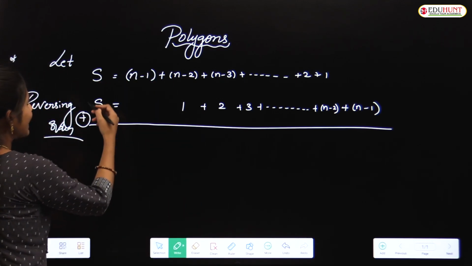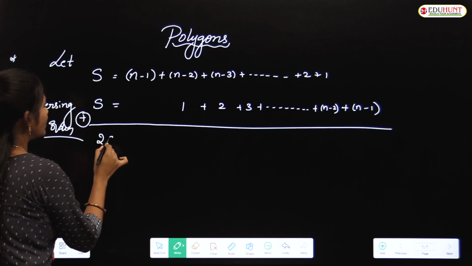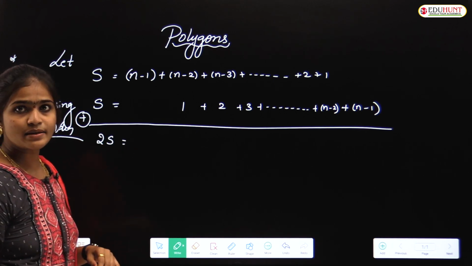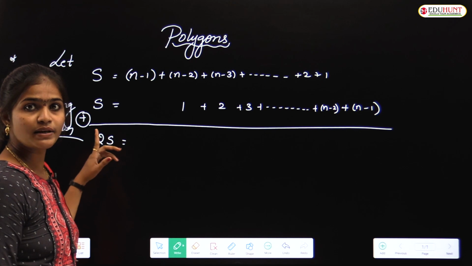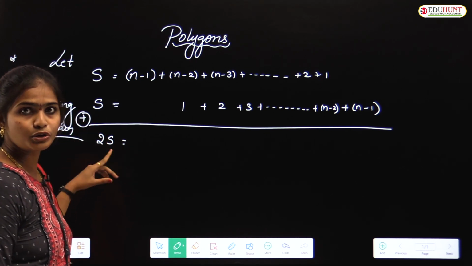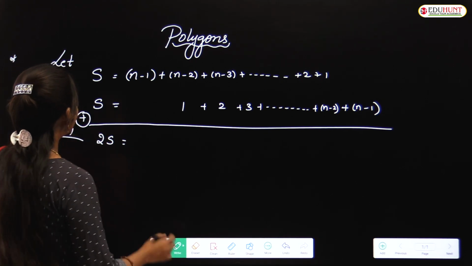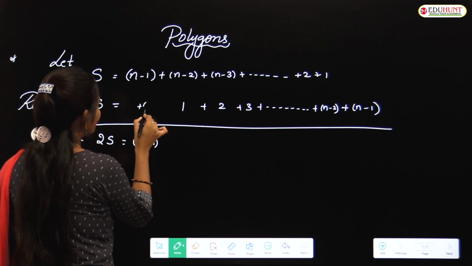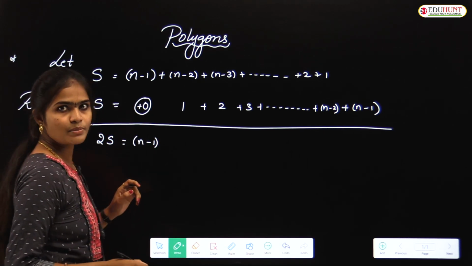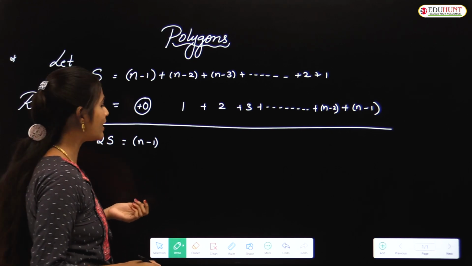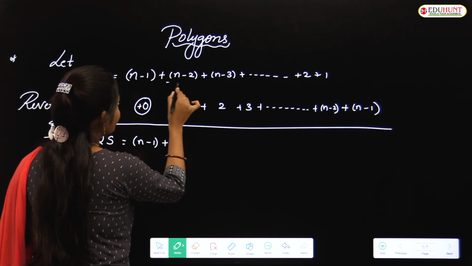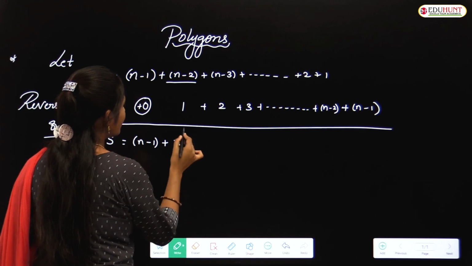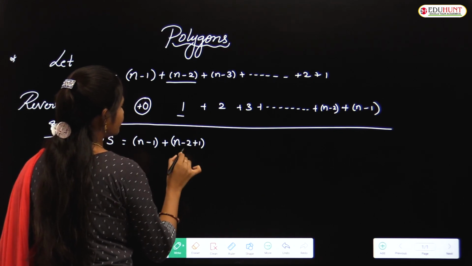While you are adding these two equations, you will get S plus S, which is nothing but 2S. S plus S is equal to 2S. Already we learned this in algebra, right? How to add two variables. So here the first one is n minus 1 plus 0. No term is there, that means it is 0, so no need to add that. Plus the next one is n minus 2 and here plus 1.